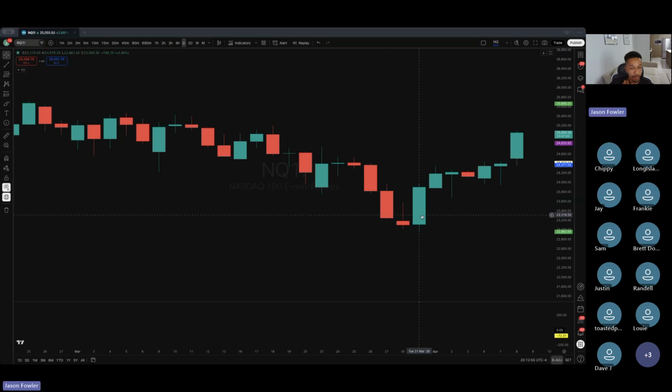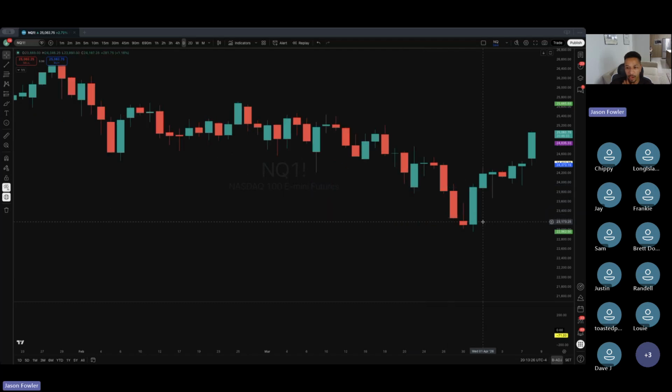Like I said before, the open of this candle is at 23,119, so that's down here. It opened here. The high of this candle is this upper wick here at 23,975. The low of this candle is at 23,880, and the close is up here. So all it's saying is that we opened up here, at one point the price went as low as here, but buyers took control and pushed it back up to close up here.